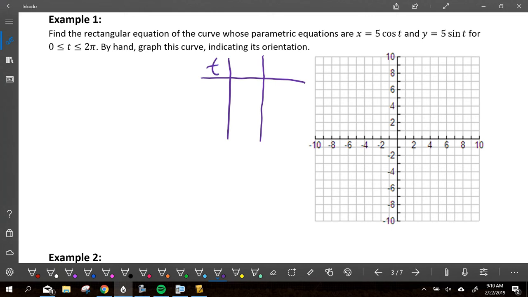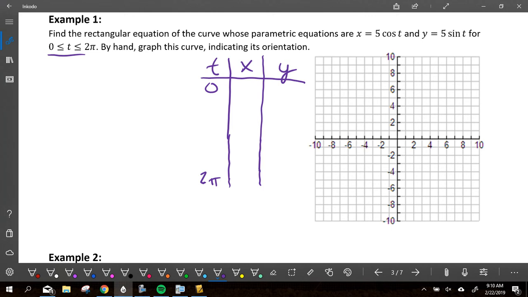This is T. Time is our parameter. We've got an X equation. We've got a Y equation. We are going to adjust here and see what we need. What would be a good starting time here? 0, because it asks us to graph from 0 to 2 pi. So 0. I'm going to keep going until I get to 2 pi. And there's not a perfect number for you to pick in between.